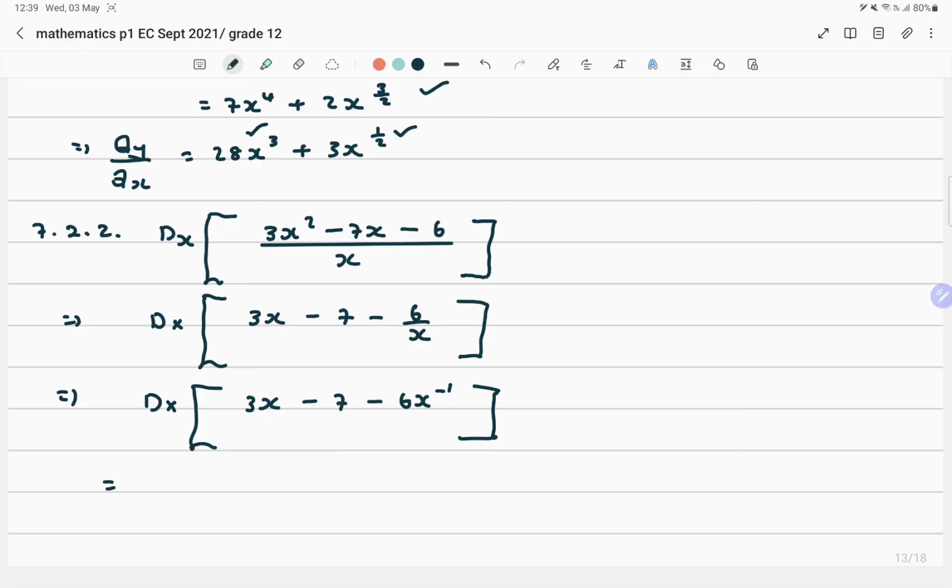Which this whole thing is going to be equal to. Now we take the derivative, it's going to be 3 plus 6x to the minus 2. That's it, because the derivative of a constant is 0. Done.